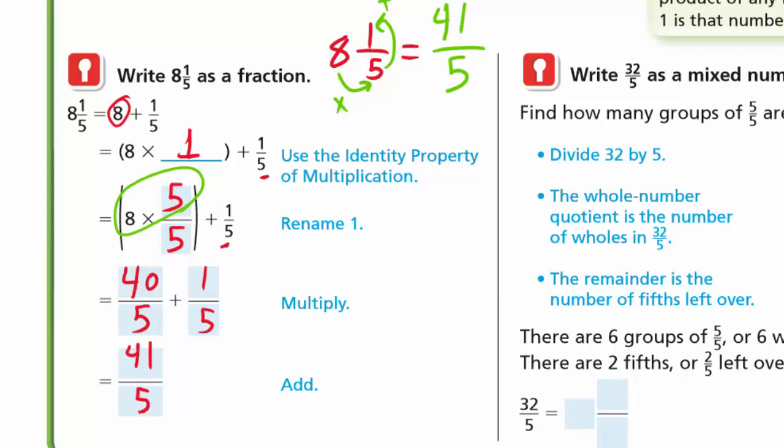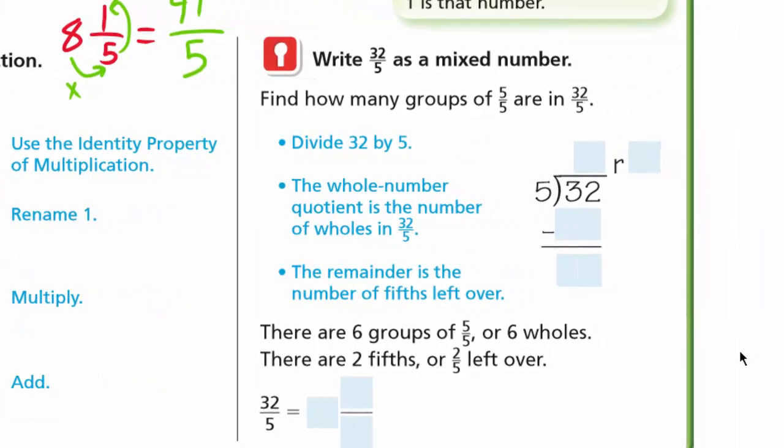This is really a longer way. We can just multiply the whole number by the denominator, and we add the numerator. So 8 multiply 5, 40 plus 1, 41/5. Here we want to write the 32/5 as a mixed number.